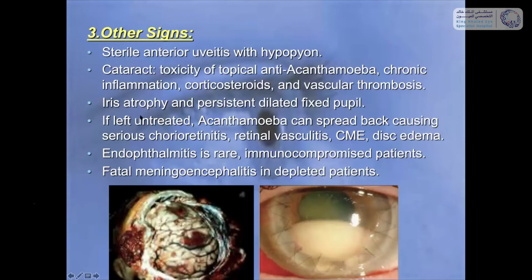Also, in immune-compromised patients, we can see endophthalmitis. As you can see here, this is a case of endophthalmitis secondary to Acanthamoeba. Also, fatal meningoencephalitis in immunocompromised cases can be one of the rare complications of Acanthamoeba.